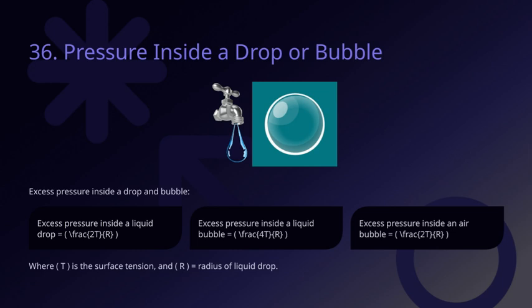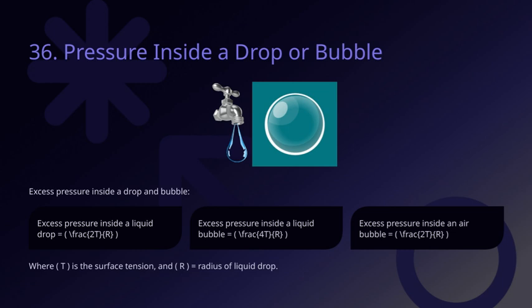For a liquid bubble, the situation is slightly different. The excess pressure is actually doubled, so it becomes 4T/R. This is because a liquid bubble has 2 interfaces, inside and outside surfaces, so the surface tension acts on both, effectively doubling the pressure difference compared to a single interface.